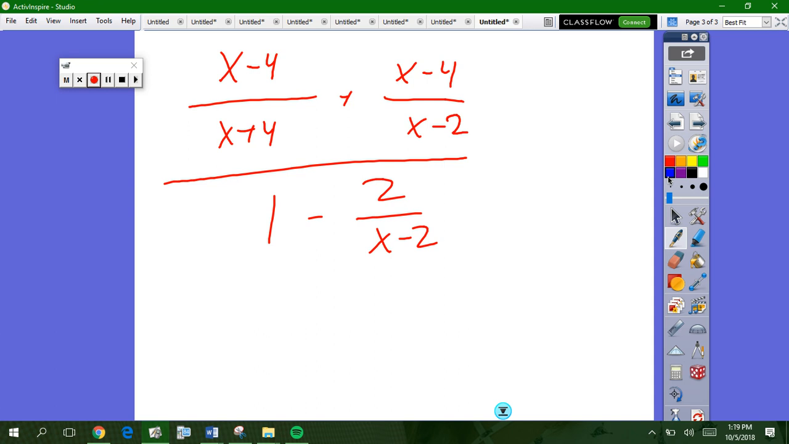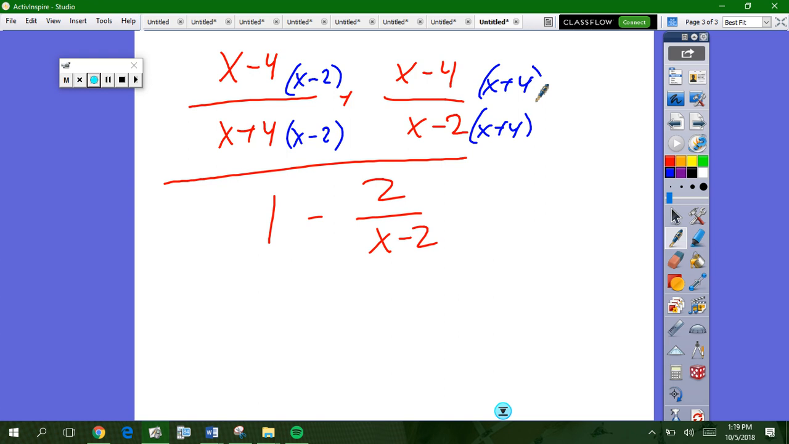What does this guy over here need? Everybody agree with x minus 2? We're just going to do it the first way, which is work on the top, work on the bottom, work from there, okay? So this guy needs an x minus 2. You guys agree? What I do to the bottom, I got to do to the top. What does this guy need?